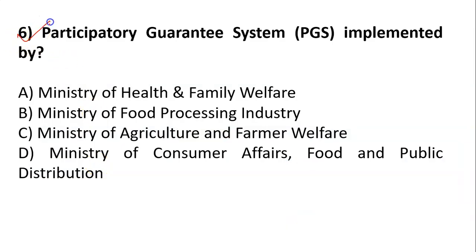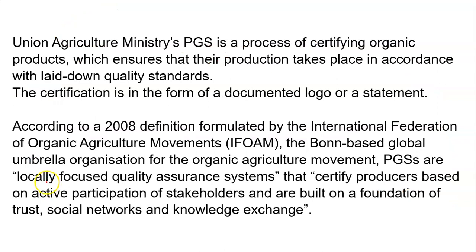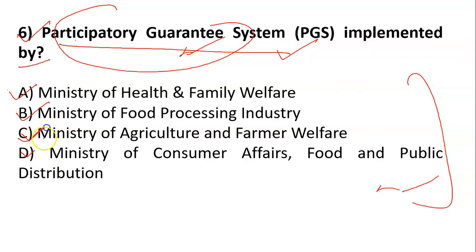Now this is number 6. This is the Participatory Guarantee System. I think you have heard about this Participatory Guarantee System. You have to identify which of the following ministries is implementing this PGS. Your options are Ministry of Health, Ministry of Food Processing Industries, Ministry of Agriculture and Farmers Welfare, and the Ministry of Consumer Affairs, Food and Public Distribution. So friends, your answer will be C.